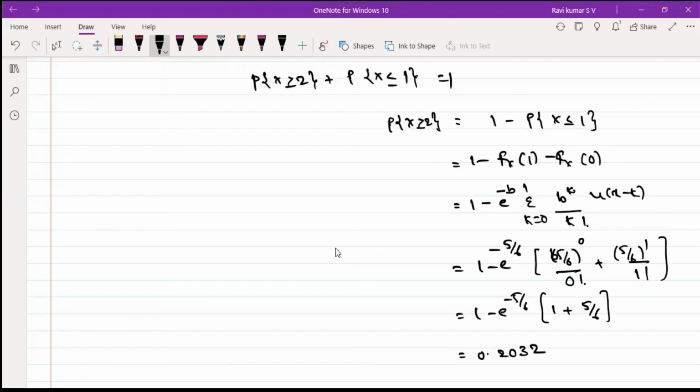So from this, I can conclude that a line at the pump is formed 20.32% of the time.